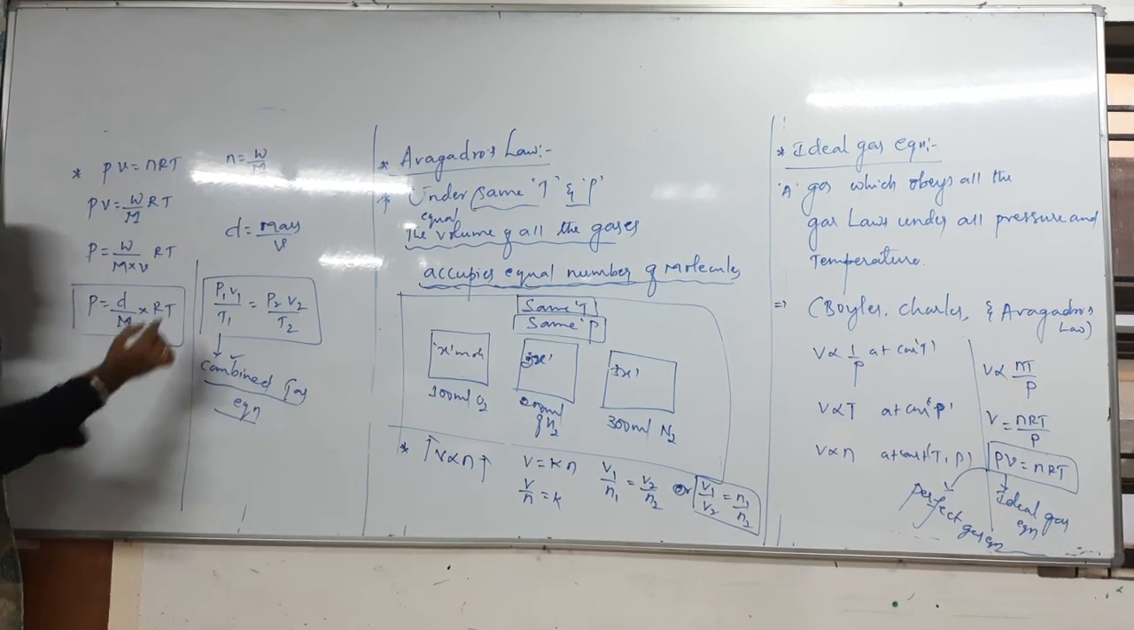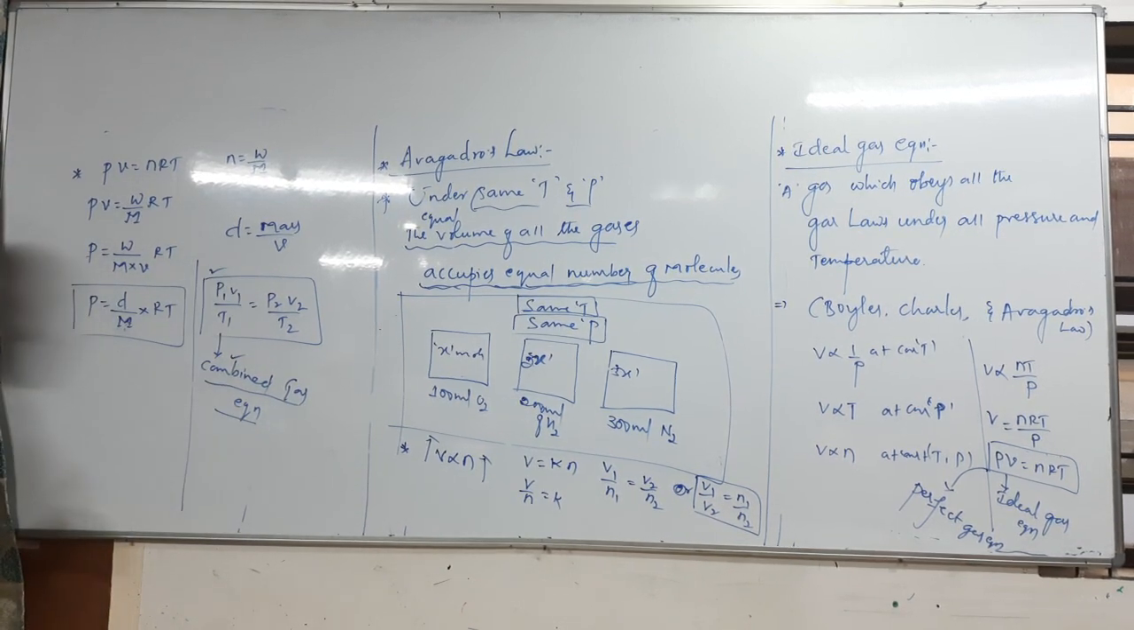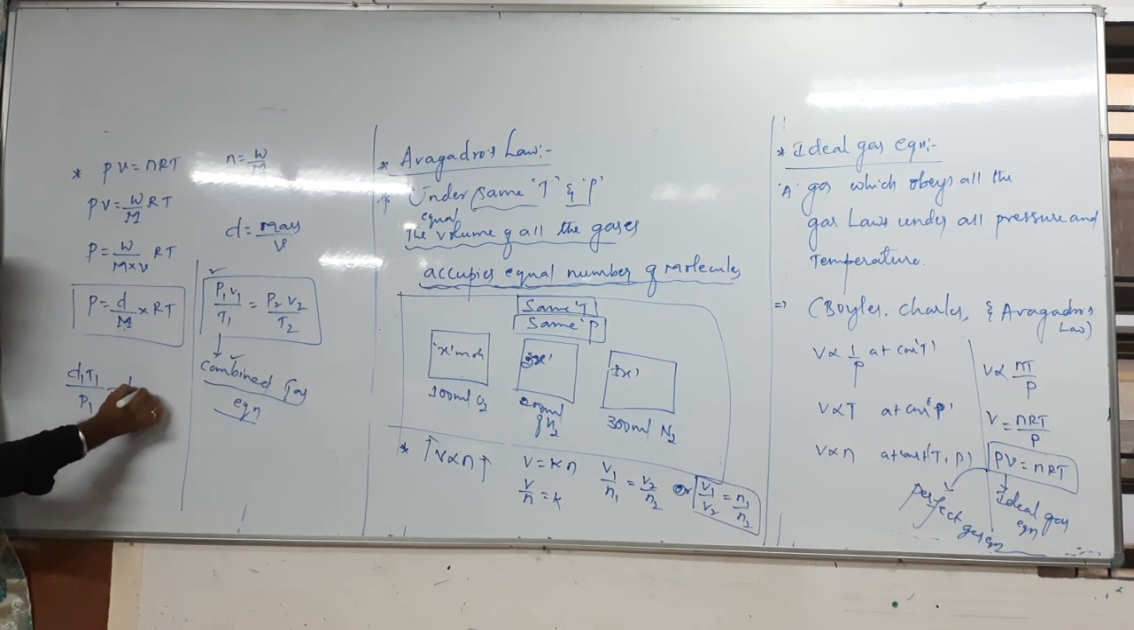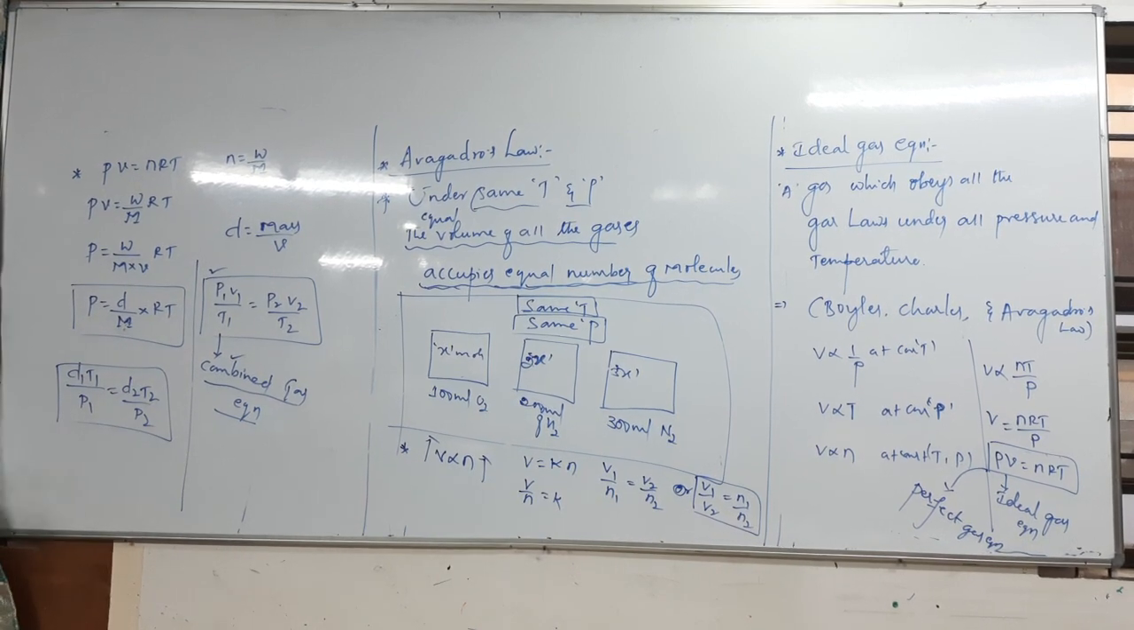Numericals will arise based on this equation, so keep every formula in mind. Okay, and on a density basis we can also say D1 T1 divided by T1 equals D2 T2 divided by T2. So the density formula also we can say here.